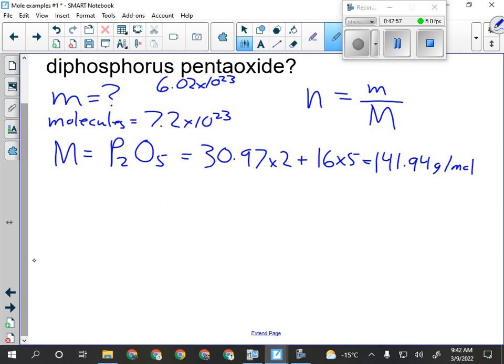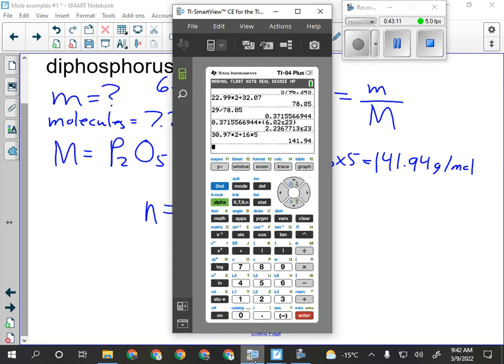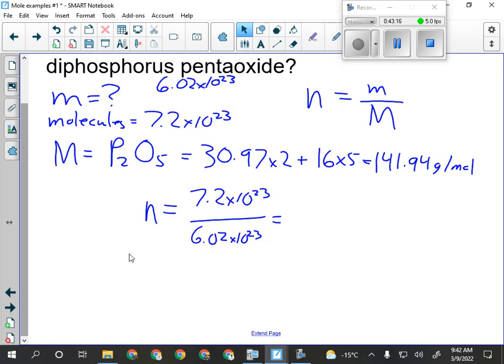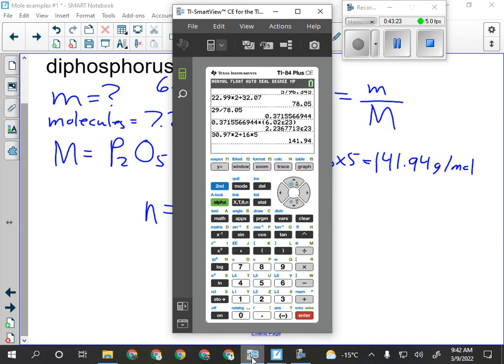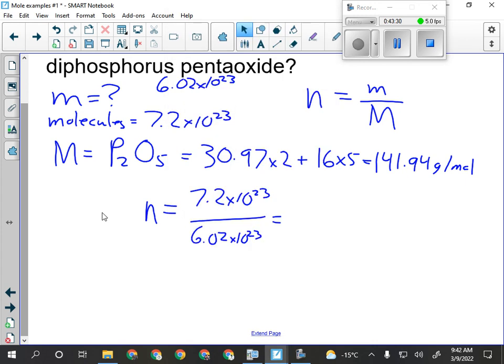So n is going to equal 7.2 times 10 to the 23 divided by 6.02 times 10 to the 23. So I'm going to have just over 1 mole. And if you know anything about math, there's a bit of a shortcut here. Because these both have the same exponent, I can just divide the bases. If they have the same exponent, you can do that. If they don't have the same exponent, you can't. So 7.2 divided by 6.02, so 1.196 moles.